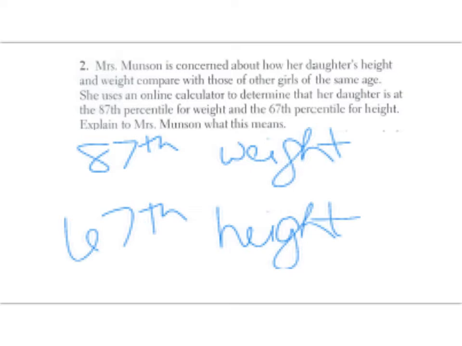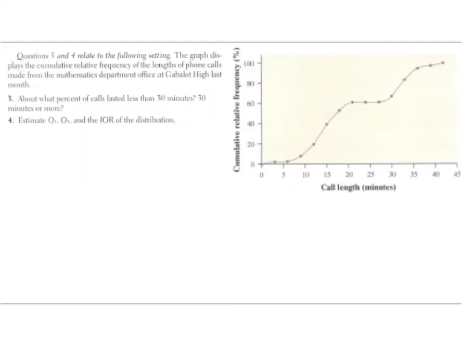And if you looked at that the other direction, then about 13% of girls would have a higher weight than her, and about 33% of girls would be taller than she is.